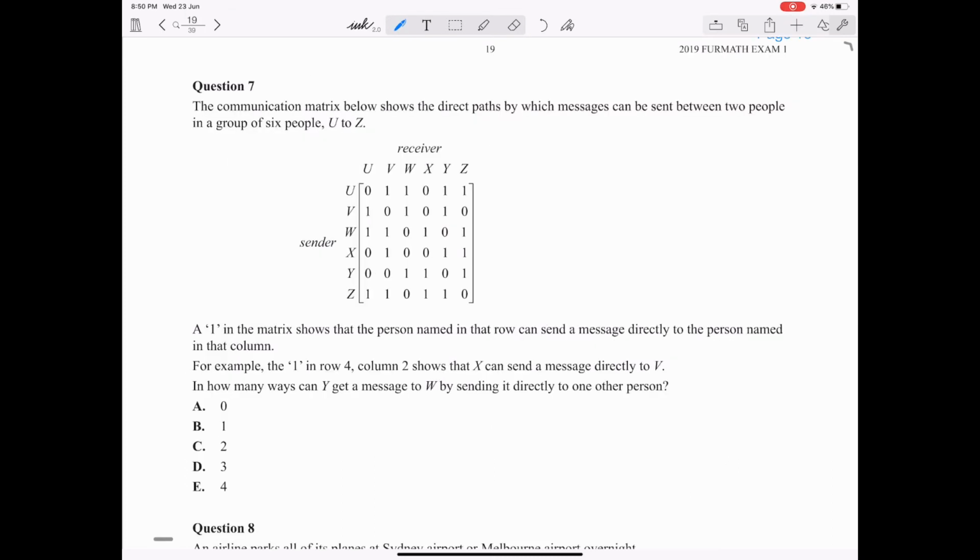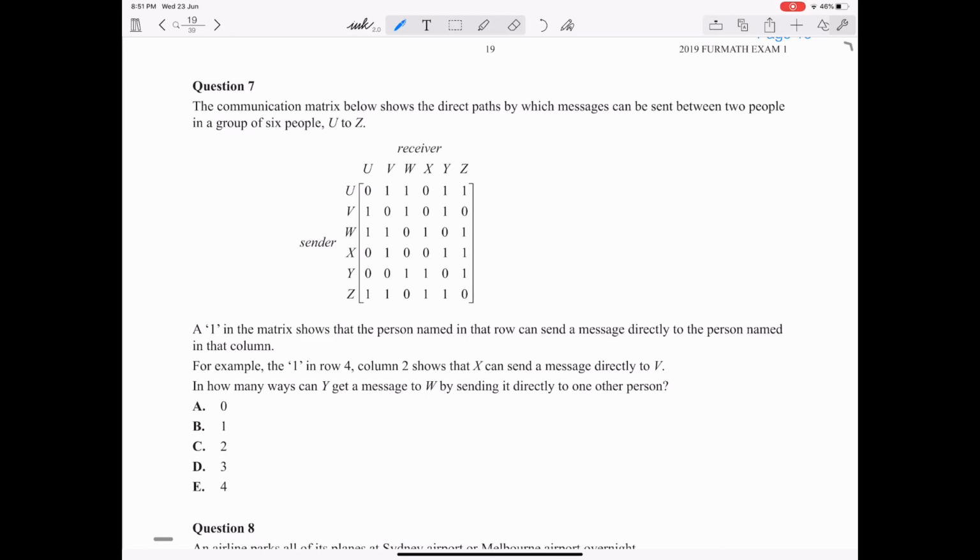Question 7. The communication matrix below shows the direct paths by which messages can be sent between 2 people in a group of 6 people, U to Z. A 1 in the matrix shows that the person named in that row could send a message directly to the person named in that column. For example, the 1 in row 4, column 2 shows that X can send a message directly to V.